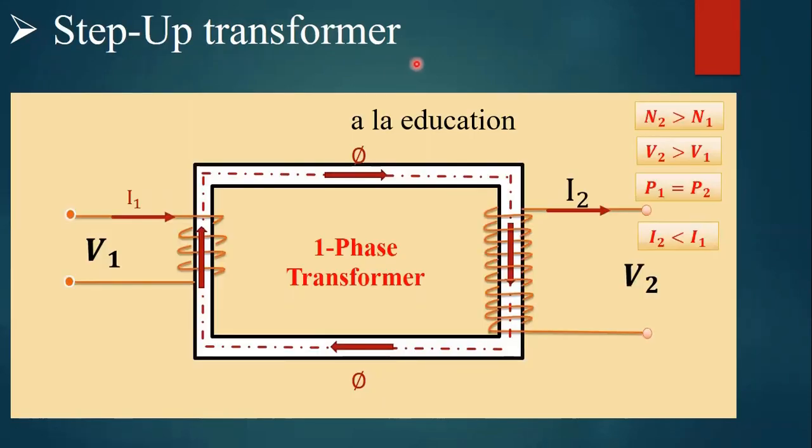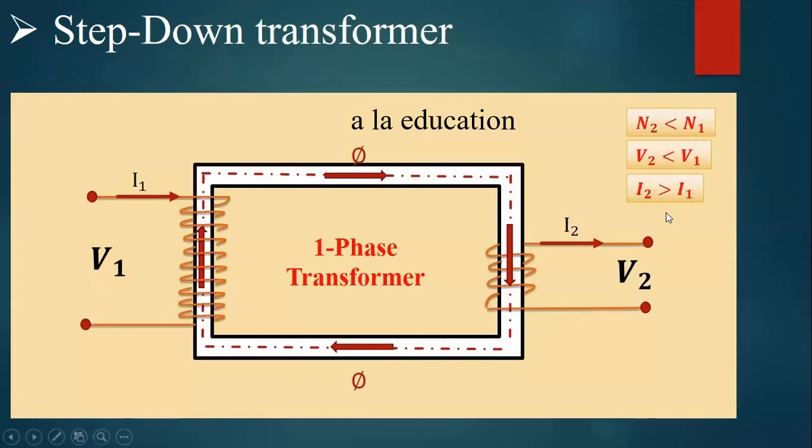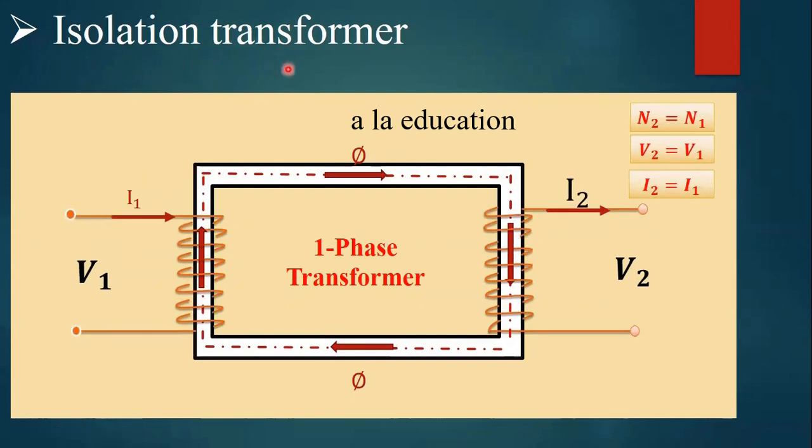Now you see step-up transformer. Number of turns on the secondary side is greater than number of turns on the primary side. So this is called step-up transformer. Now you see how step-down transformer looks like. Number of turns on the secondary side is less than number of turns on the primary side. So this is called step-down transformer. Now you see the isolation transformer. Number of turns on both the sides is the same, that is N1 is equal to N2 or N2 is equal to N1. So this is called isolation transformer.